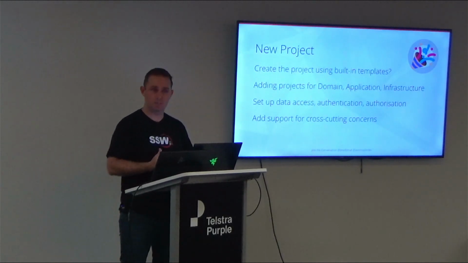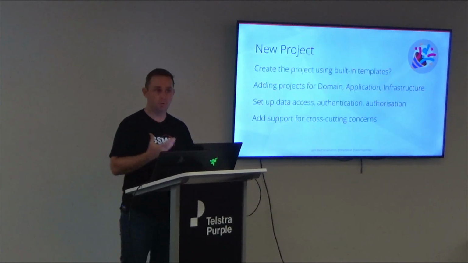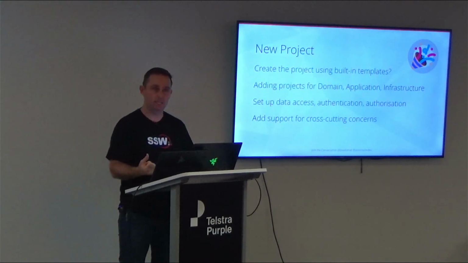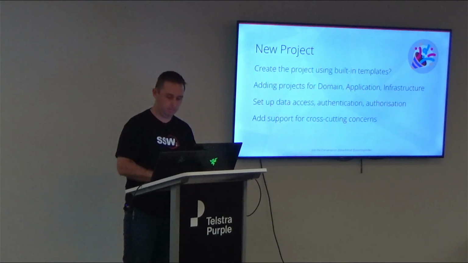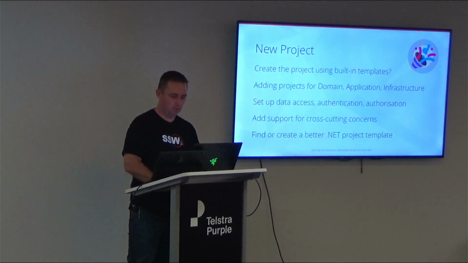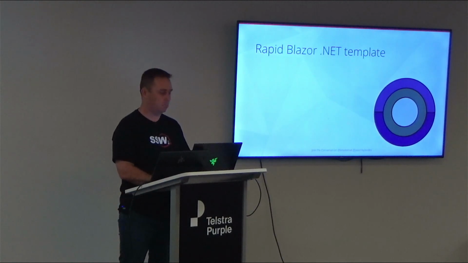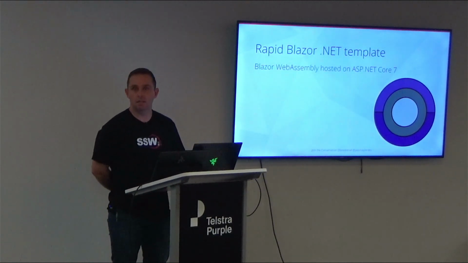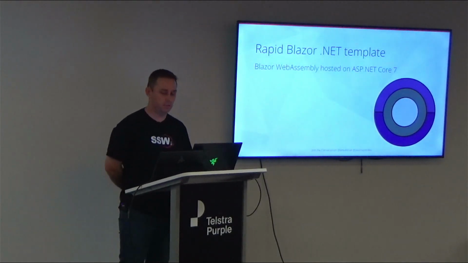If we have this kind of experience, if we built this kind of project before, we can take what we learned from our last project and build it into a template ready to use next time. So that's exactly what I did. I built the Rapid Blazor .NET project template, which can be used in .NET CLI or Visual Studio 2022.